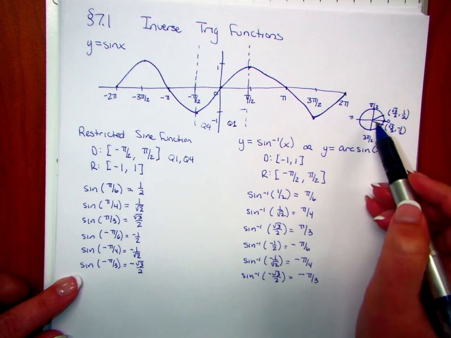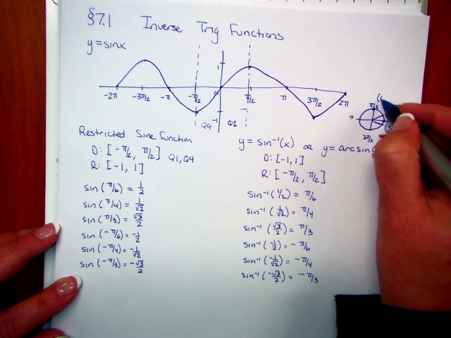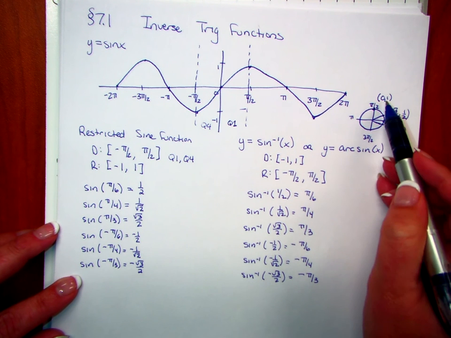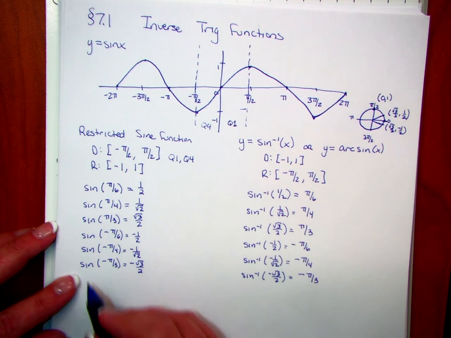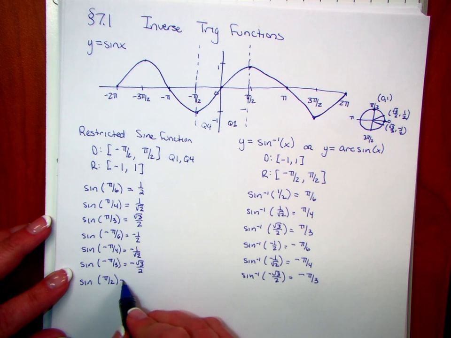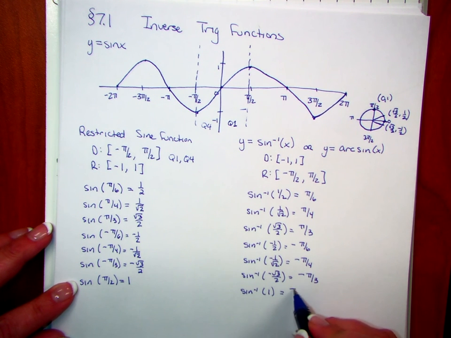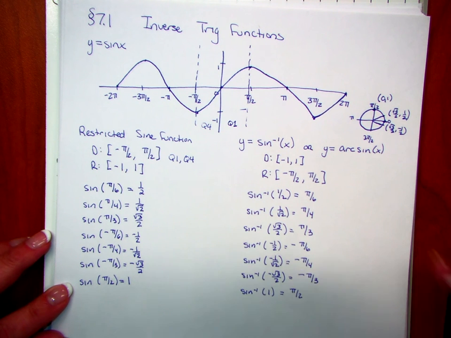Now the quadrantal angles work as well. So the point here at pi over 2 is 0, 1. So the sine value is positive 1, right? So we know that sine of pi over 2 is 1, which means that sine inverse of 1 is positive pi over 2. And same thing down here.